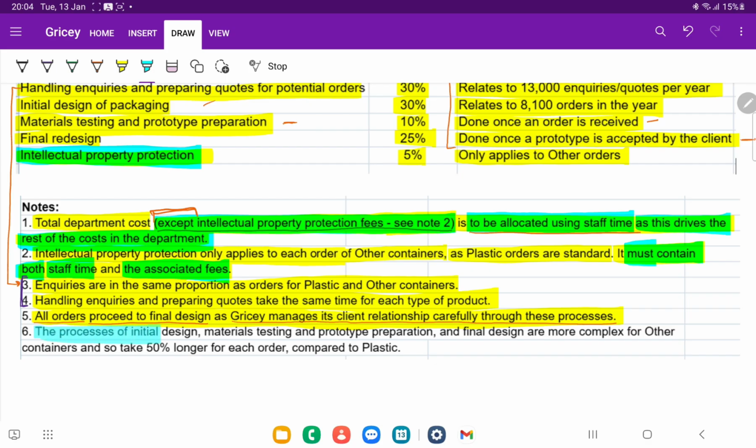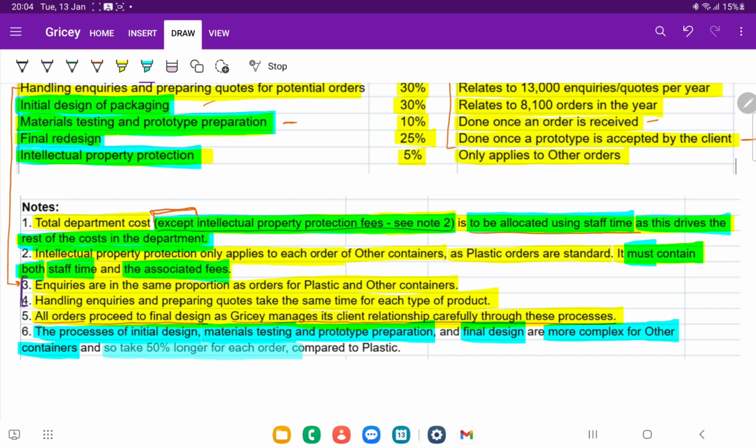The processes of initial design, material testing, and prototype preparation, and final design and final redesign are more complex for other containers and so take 50% longer for each order compared to plastic.